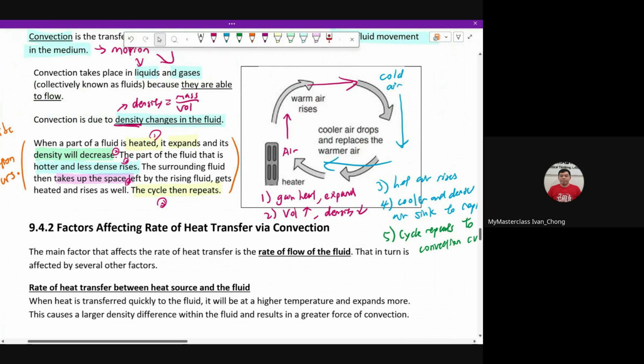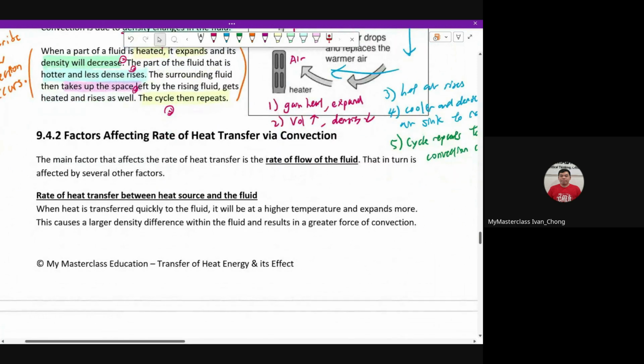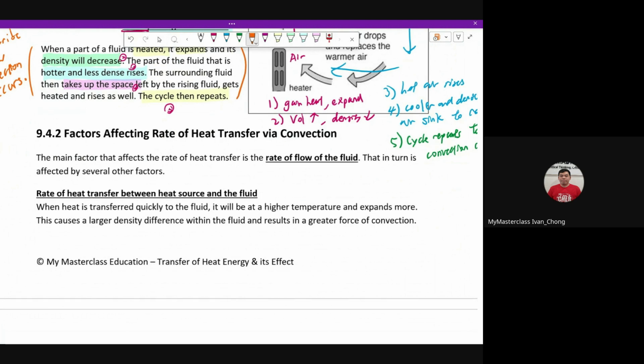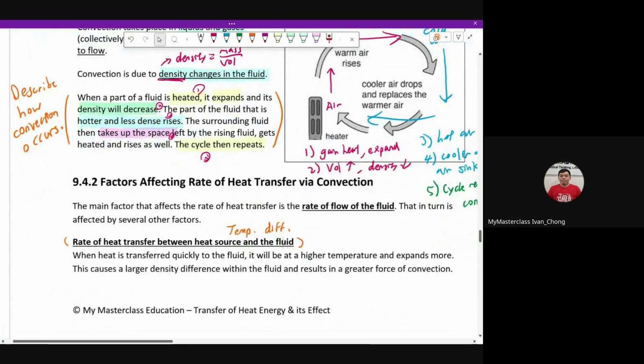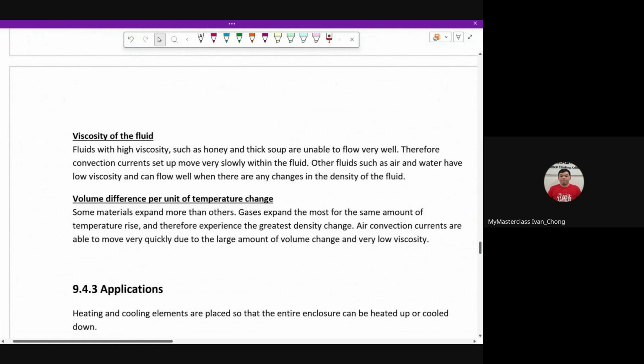Okay, so what affects your convection current itself is this one. This chunk is just saying temperature difference. The larger the temperature difference, the bigger the change in how fast convection will take place. Now, typically for convection, they are mostly asking about how it works. They rarely ask about how fast or how slow convection is, unless they are comparing this one. This one is basically liquid versus gases.